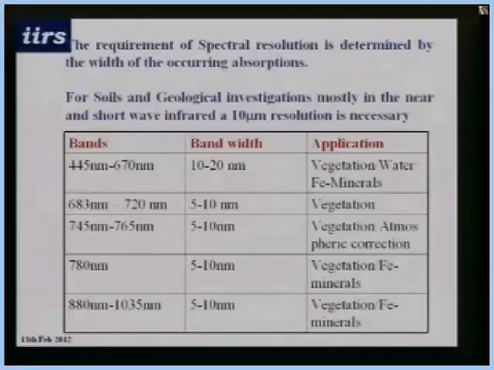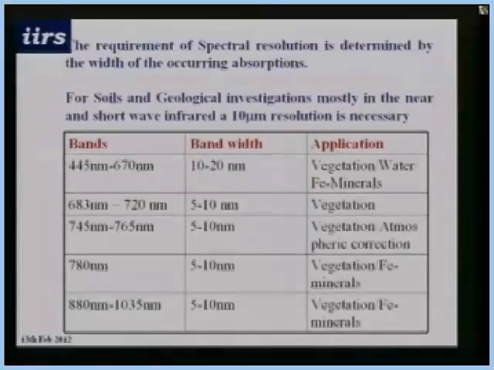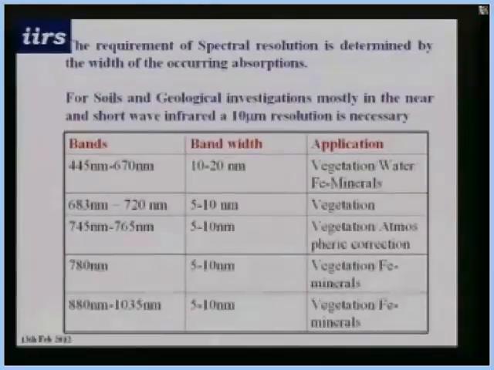So the requirement of spectral resolution is determined by the width of the occurring absorption. If the absorption is narrow, we would require high spectral resolution or narrow bandwidth. So for soils and geological investigation, mostly in the near and shortwave infrared, a spectral resolution of 10 nanometers, sorry, it's wrongly written in the slide, it's not micrometers, 10 nanometer resolution is necessary. And the bands which are required are from 0.4 to 2.5 micrometers.